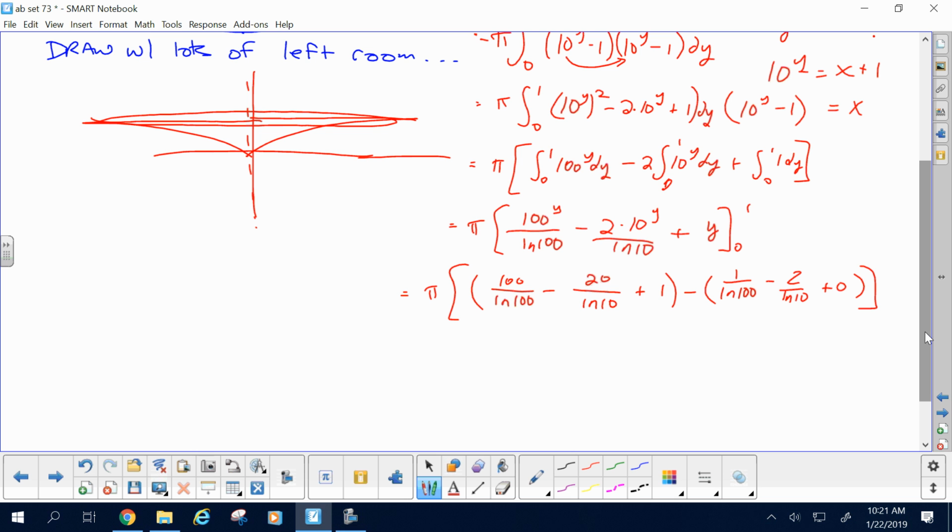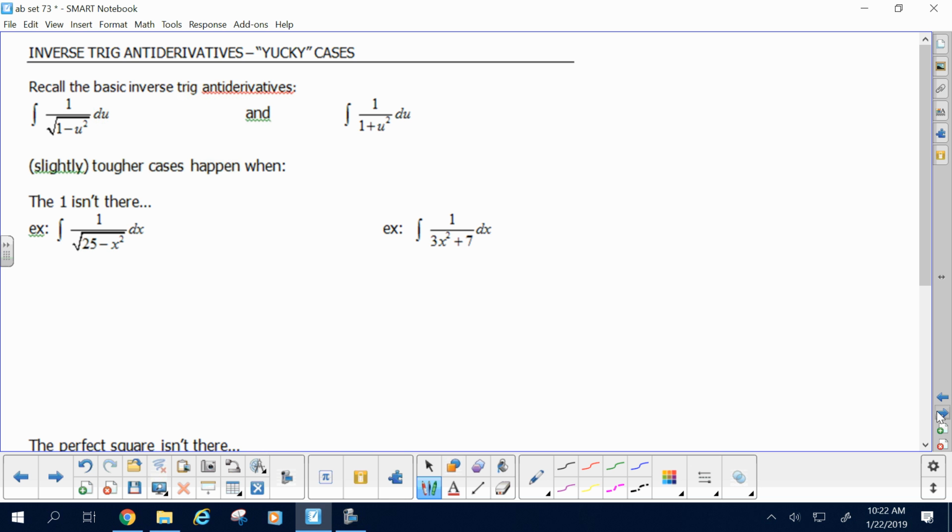All right, combining like terms and calling it good. 100 over log of 100 minus 1 over log of 100 is 99 over log of 100. Negative 20 over log of 10 plus 2 over log of 10 is negative 18 over log of 10. And 1 minus 0 is 1. At that point, okay. That one was a challenge. This we're going to have to come back to.